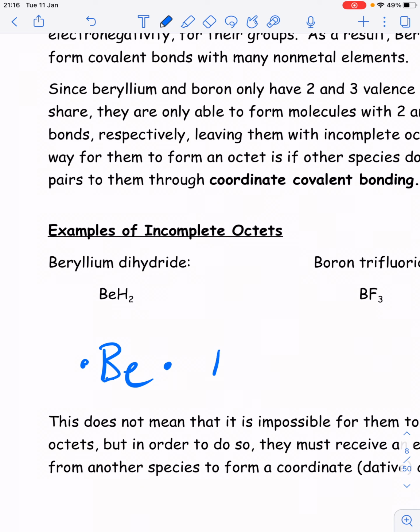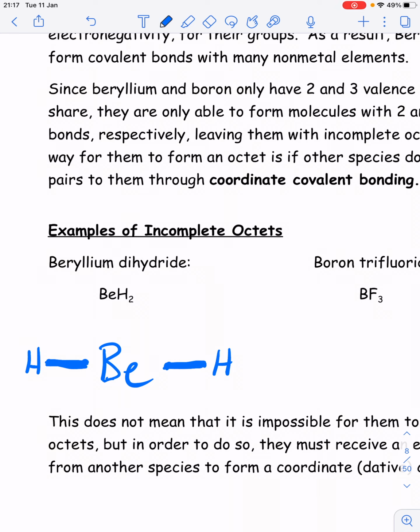And so it can form a compound called beryllium dihydride where it bonds up with hydrogen. Now beryllium has 2 and hydrogen has 1. Hydrogen, we know, always forms 1 bond by forming 1 covalent bond and sharing 1 electron between each atom. So once we've done this and we've formed 1 covalent bond to each hydrogen atom, the hydrogens are satisfied. They do have a full outer shell of electrons.